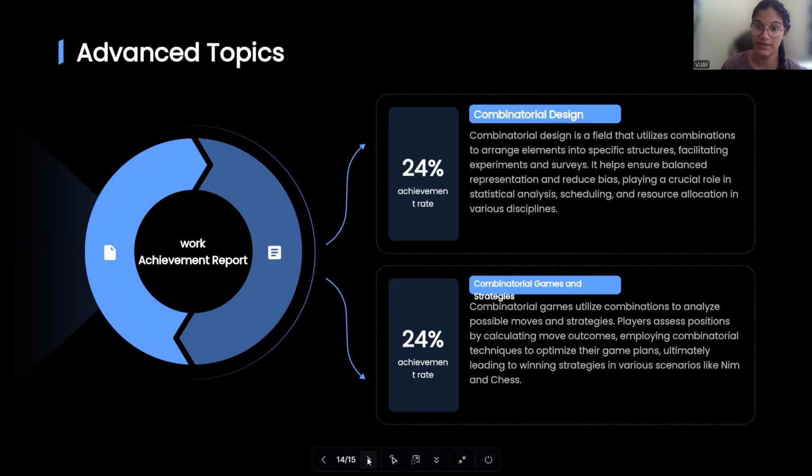Combinatorial games and strategies. Combinatorial games utilize combinations to analyze possible moves and strategies. Players assess positions by calculating move outcomes, employing combinatorial techniques to optimize their play, ultimately leading to winning strategies in various scenarios like Nim and chess.